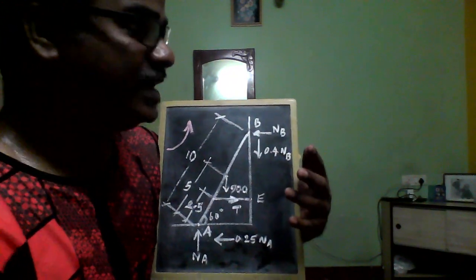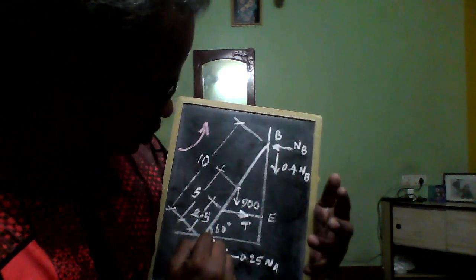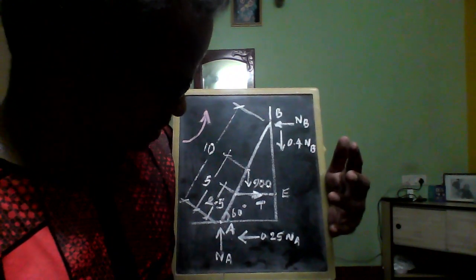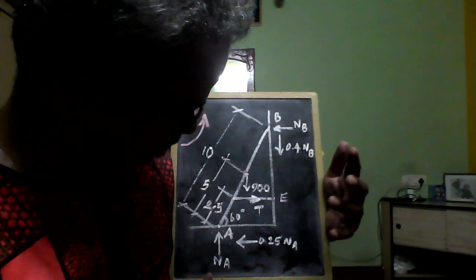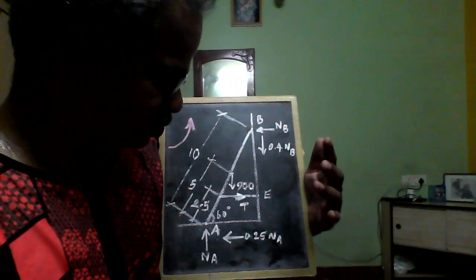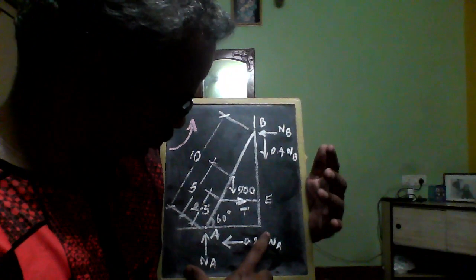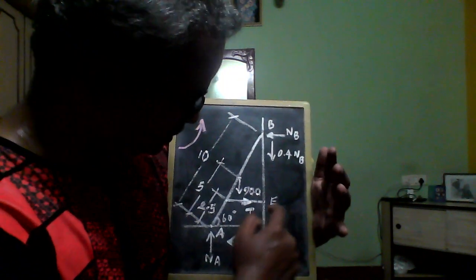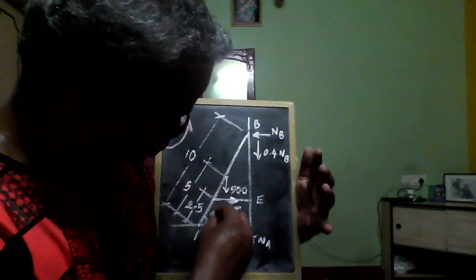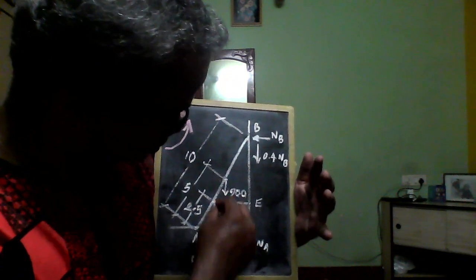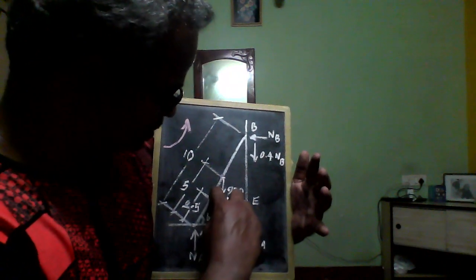Then coming to moment about A equal to 0. I am going to take moment about A. In this point, what are all the forces passing through that point? NA and 0.25 NA. There is no moment from those two forces, so you leave these two forces. Then coming to T, you take T first of all. What is the perpendicular distance from T to A? I am going to take moment about A. What is the perpendicular distance to this A? This distance.